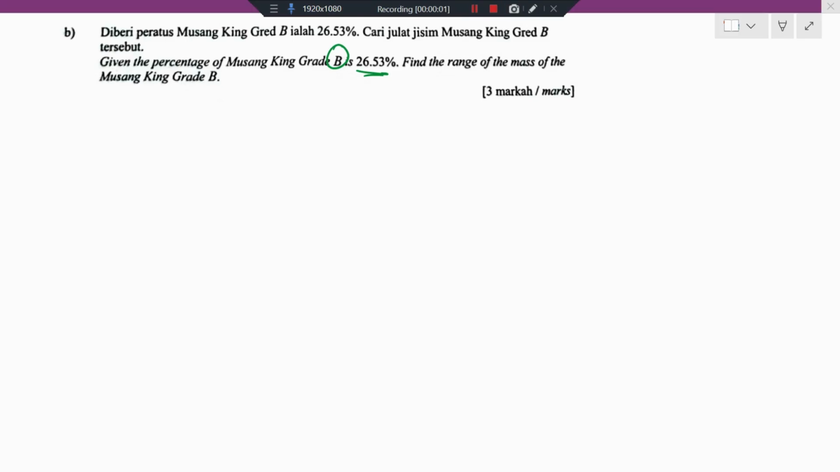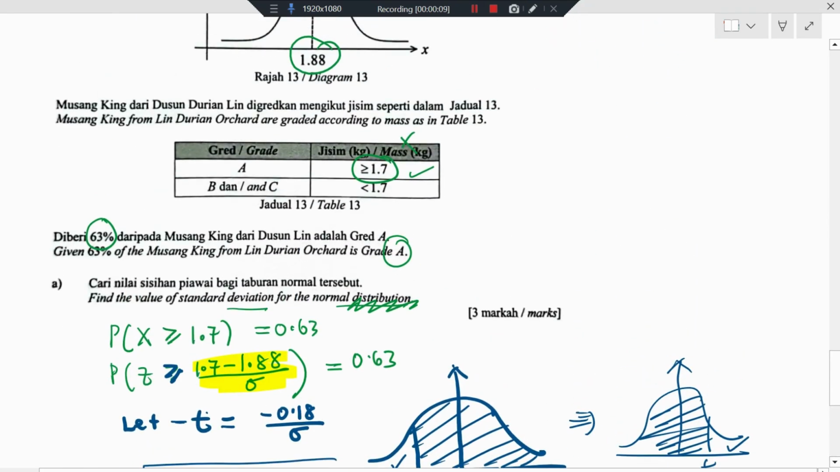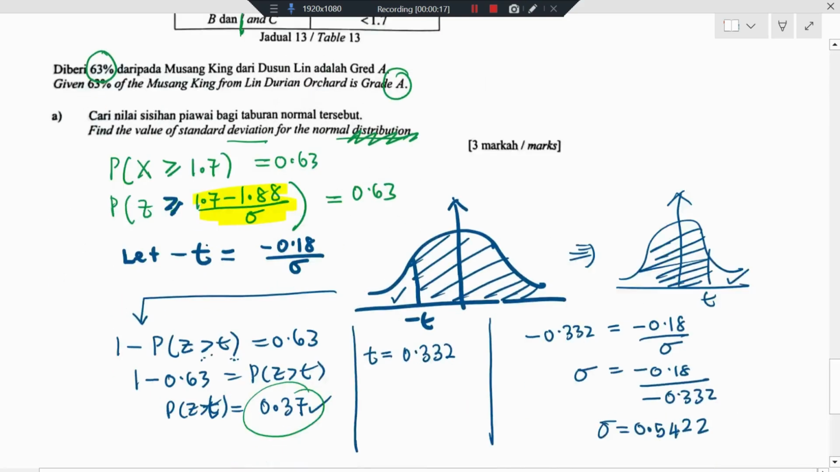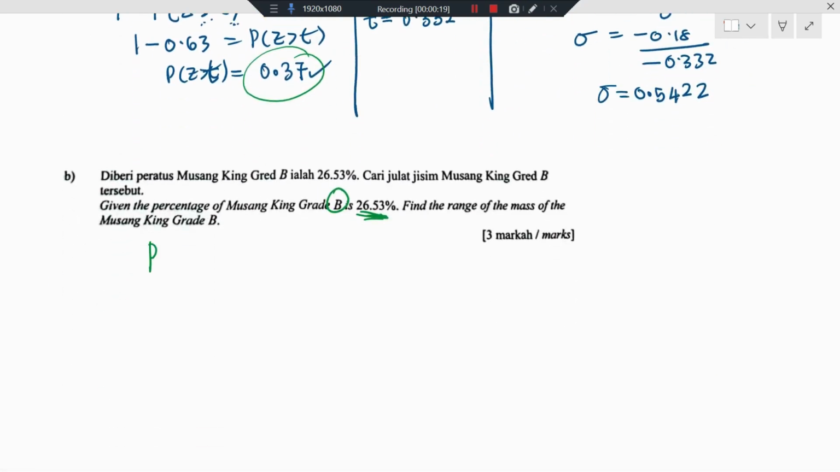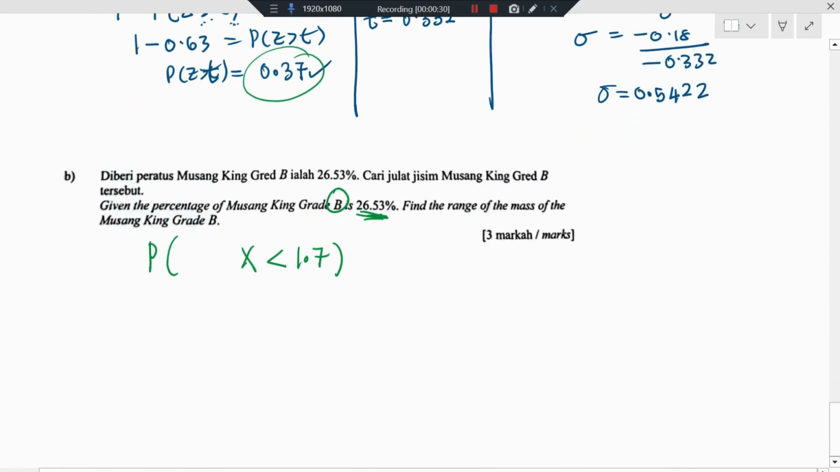So for this question, given the percentage of grade B is 26.53. Remember, they are asking grade B only. Here B and C is less than 1.7. That means we want the range for B and C. Where is the cutting point for B? Okay, so it's like this. We know the maximum is 1.7, right? Because if more than 1.7 is A, that means less than 1.7, the maximum is B. But until where? Because you got C also. So where is the cutting point here?